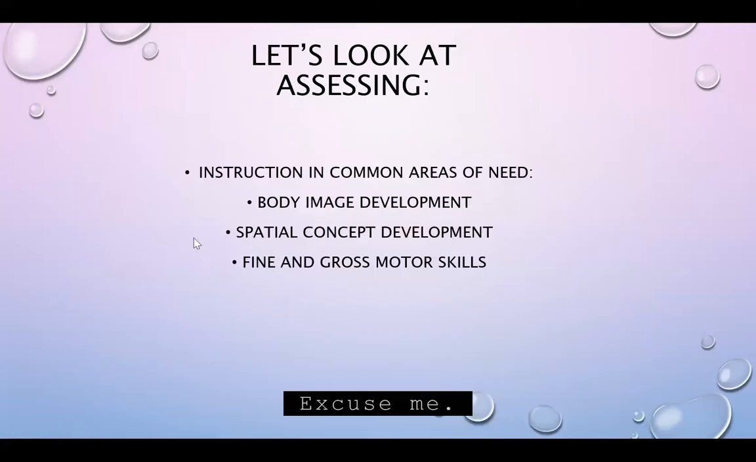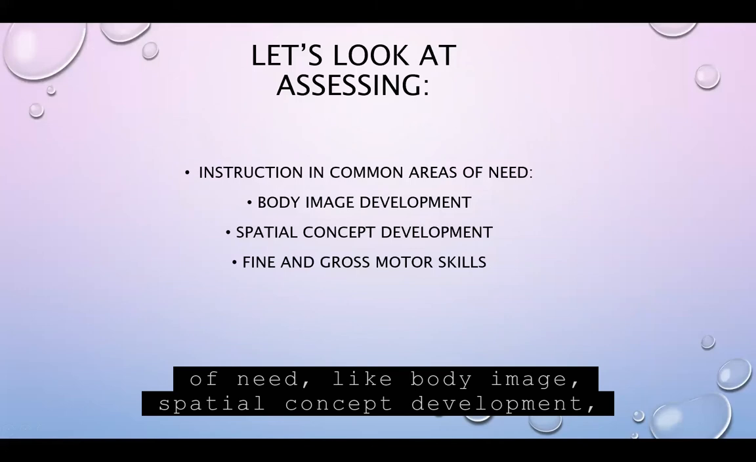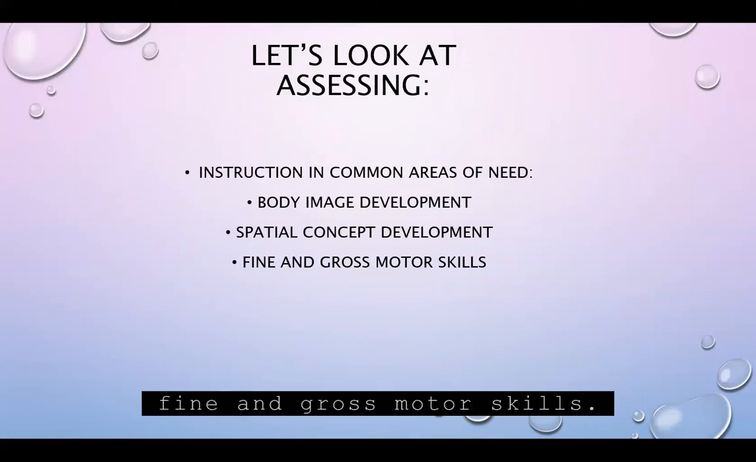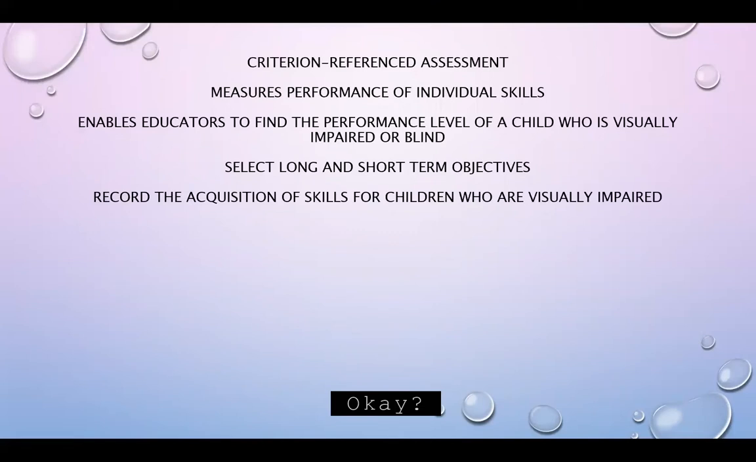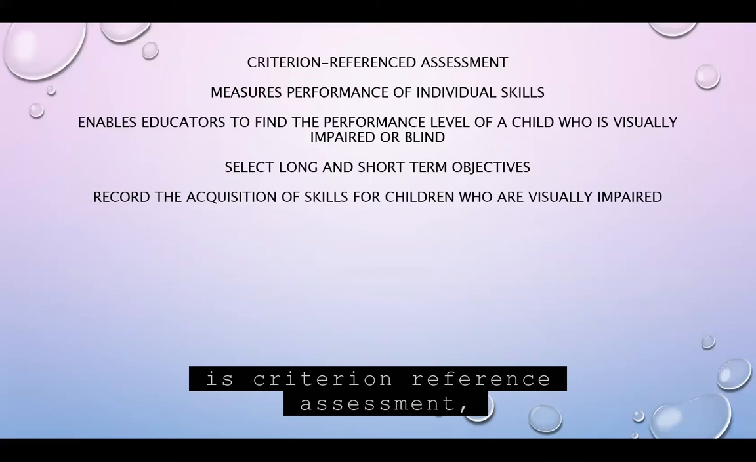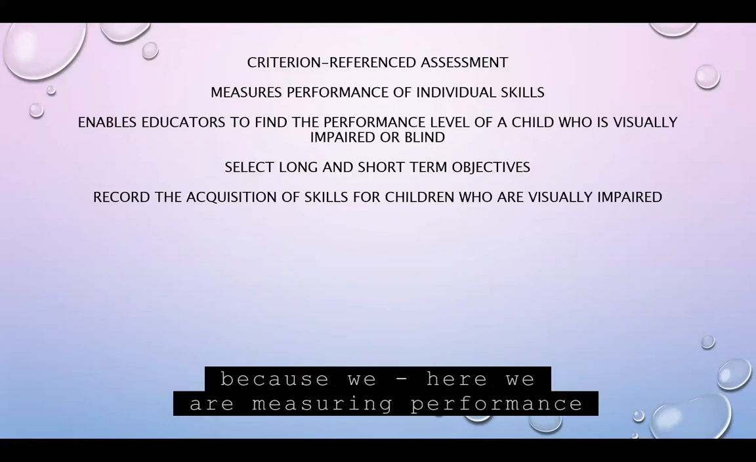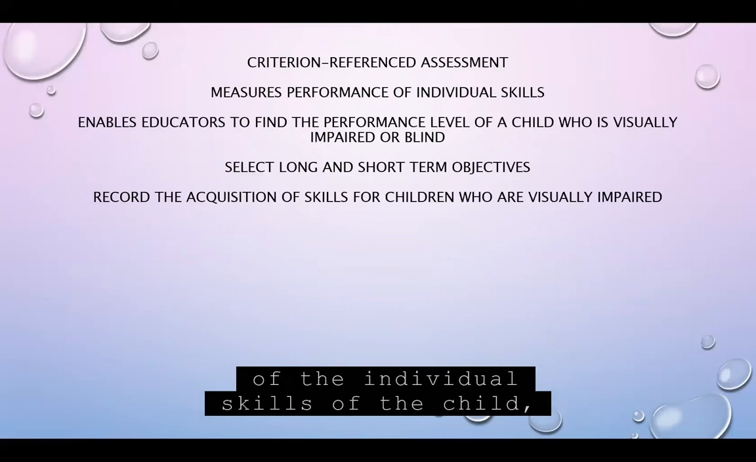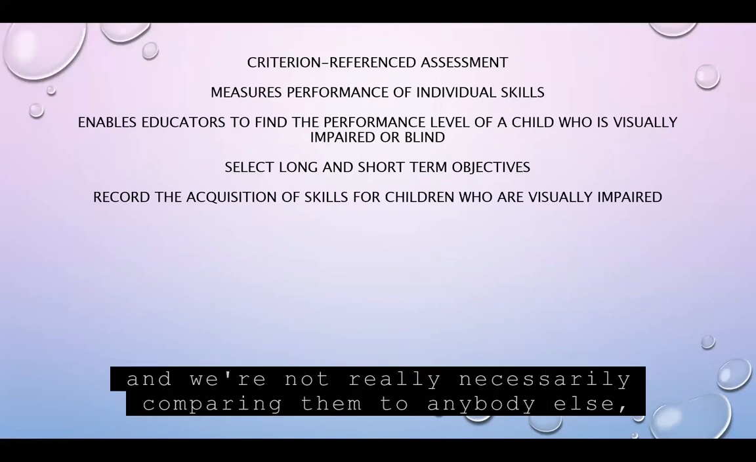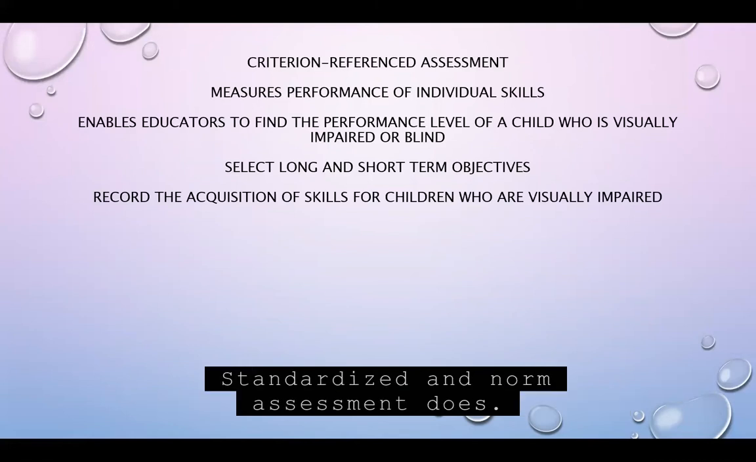Excuse me. So now, let's look at assessing instruction in common areas of need, like body image, spatial concept development, fine and gross motor skills, okay? What we're going to be looking at here is criterion-referenced assessment, which is very different from standardized assessment, because we are measuring performance of the individual skills of the child, and we're not necessarily comparing them to anybody else, which is what a standardized and normed assessment does.